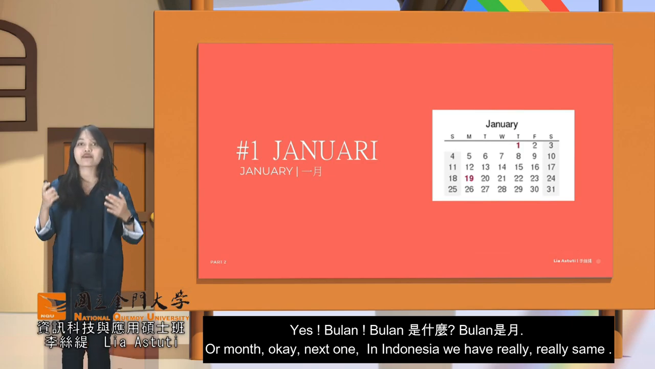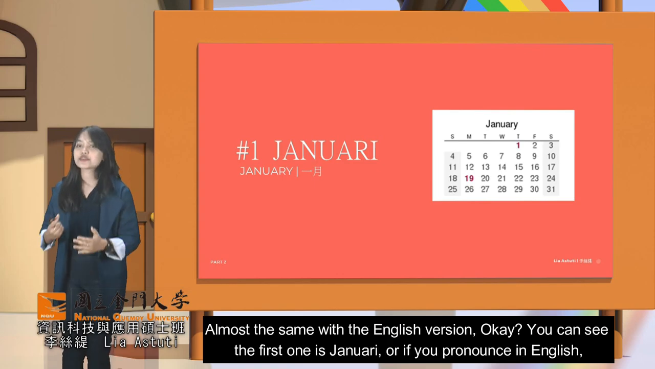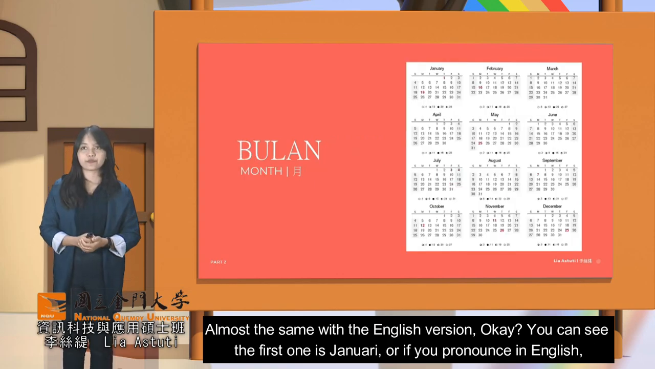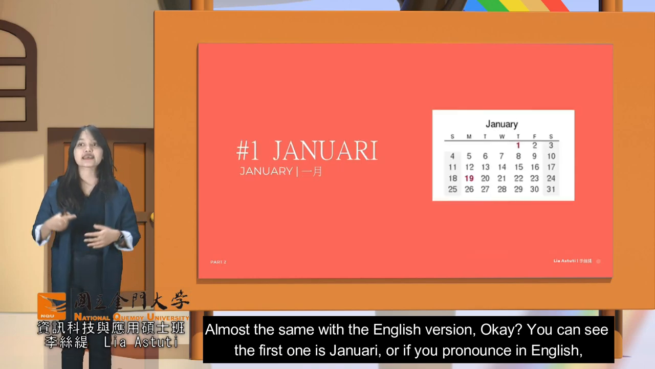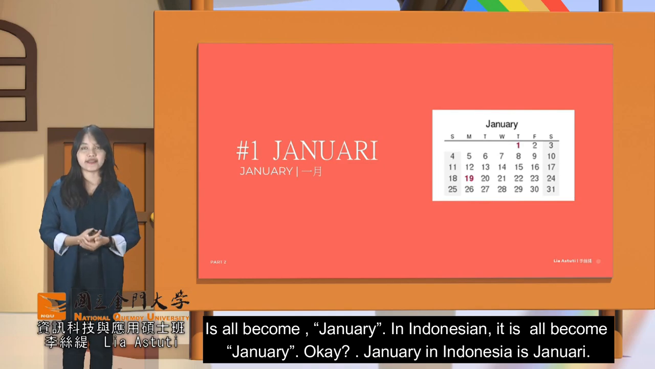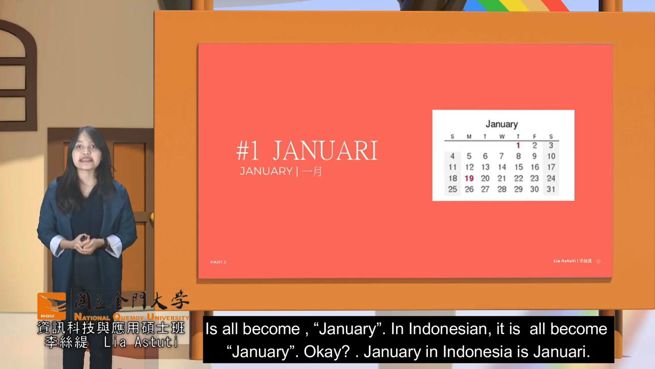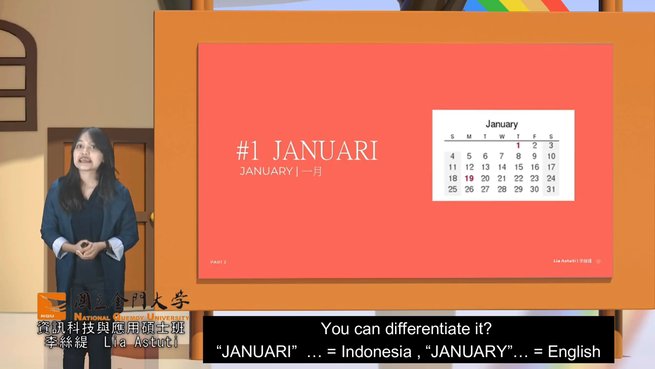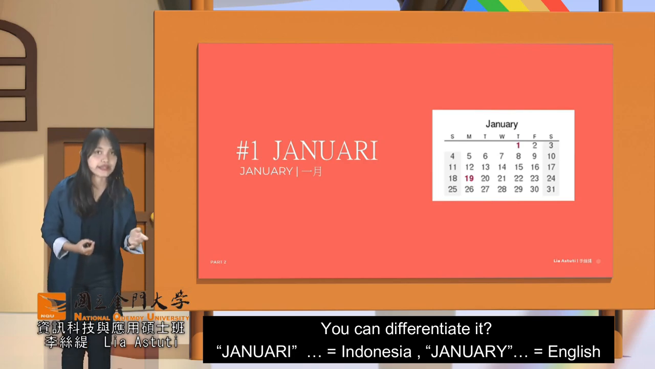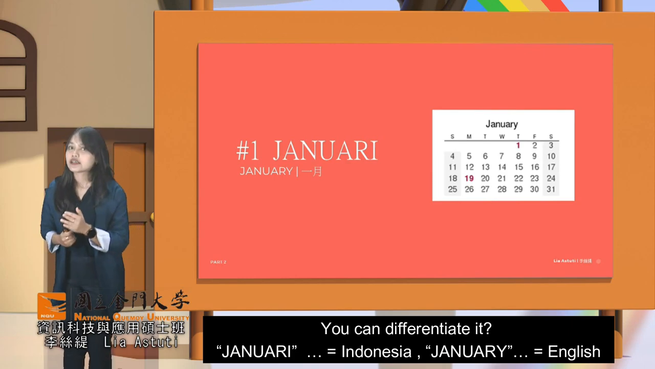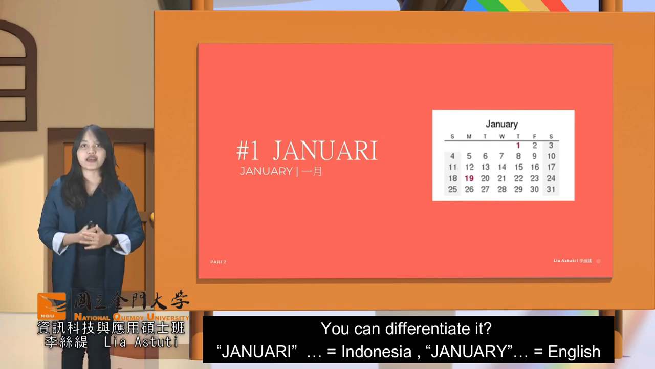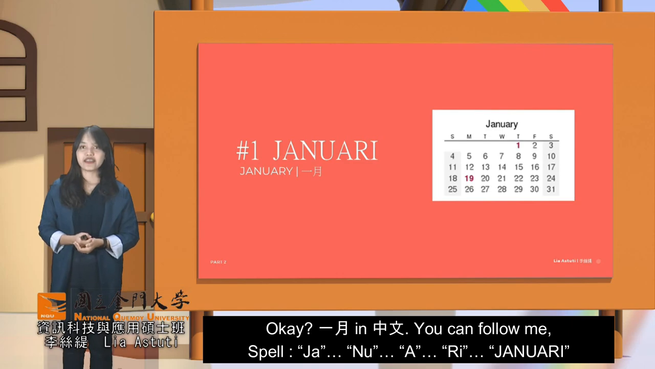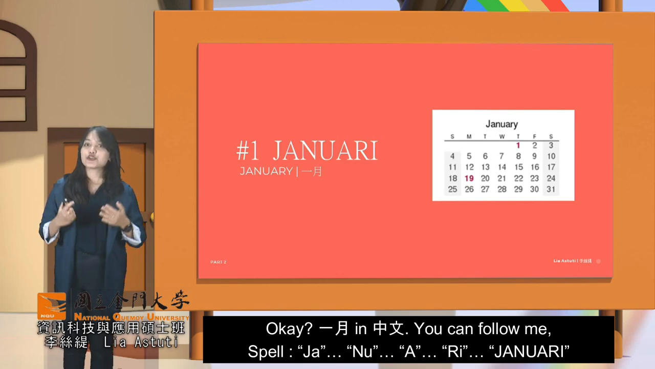In Indonesia, we have really, really almost the same names as the English version. Okay? You can see the first one is January. If we pronounce it in English, it is January. In Indonesia, it becomes Januari. You can differentiate it. January is English. Januari is Indonesian. Okay? You can follow me.